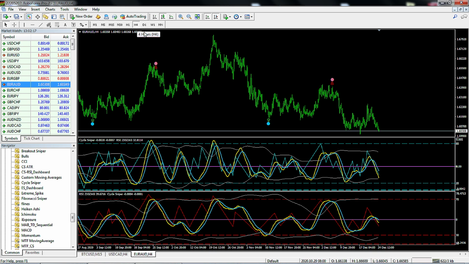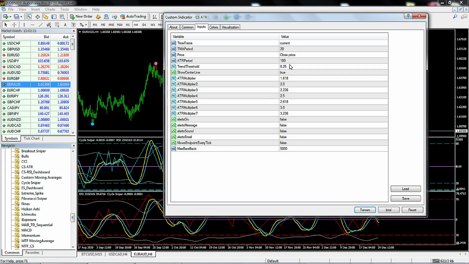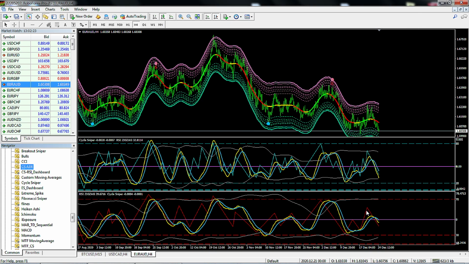This is the 4-hour chart. I have finished another one, Cycle Snipper ATR. I will publish it later, and I will speak about it later. But how to use Cycle Snipper and RSI ZigZag, I explained it, and I showed the settings. Okay. This is the first part of the video.